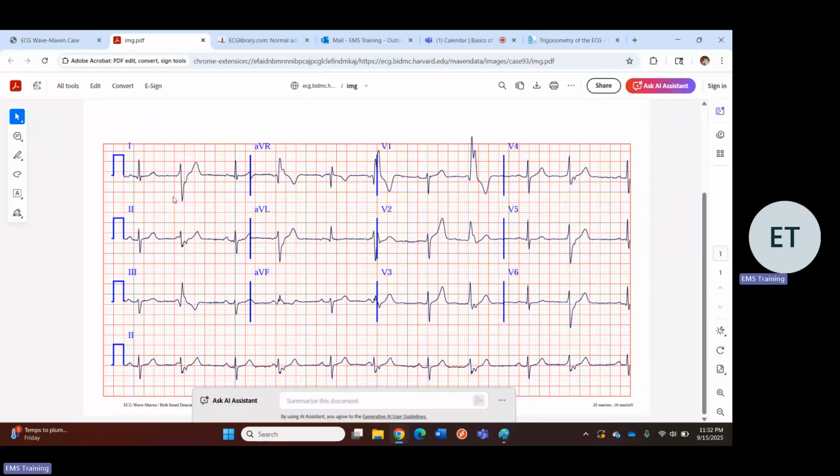I don't even know if these are conductings, but let's just count them as beats. 1, 2, 3, 4, 5, 6, 7, 8, 9, 10, 11. 66 beats a minute, so it's a little slow. Boy, this looks strange. I don't like seeing inverted notching here.